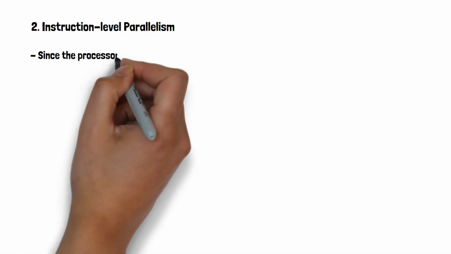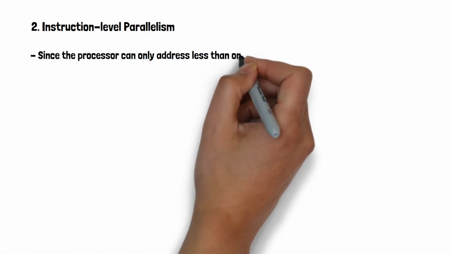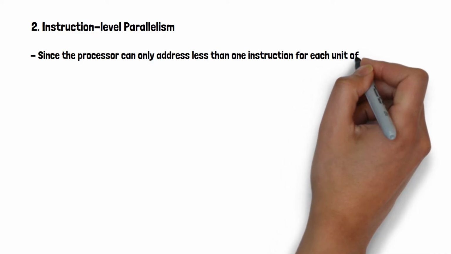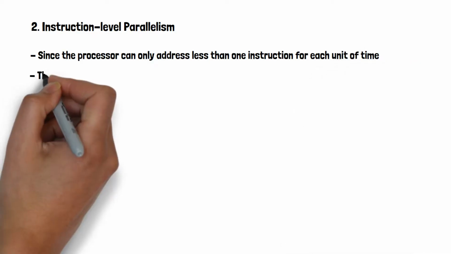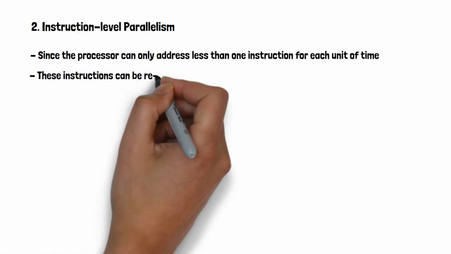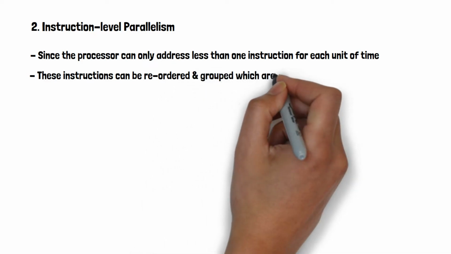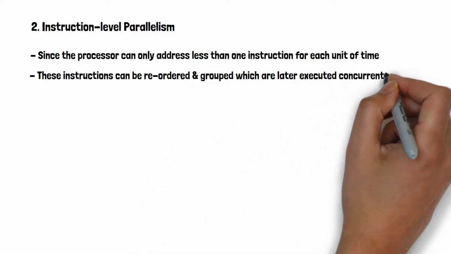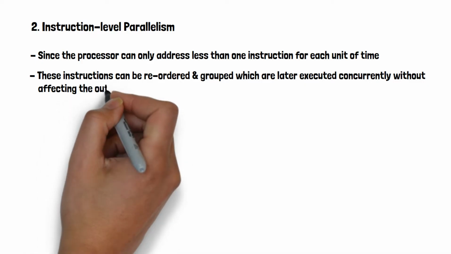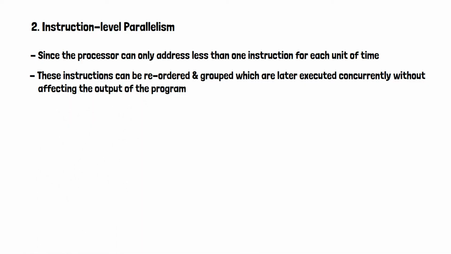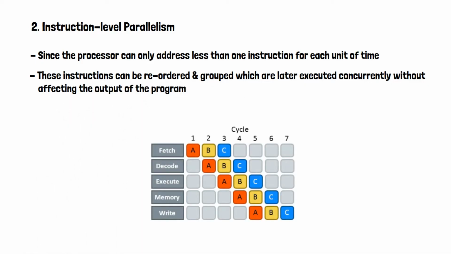Number 2. Instruction level parallelism. Since the processor can only address less than one instruction for each unit of time, these instructions can be reordered and grouped, which are later executed concurrently without affecting the output of the program. This is called instruction level parallelism.